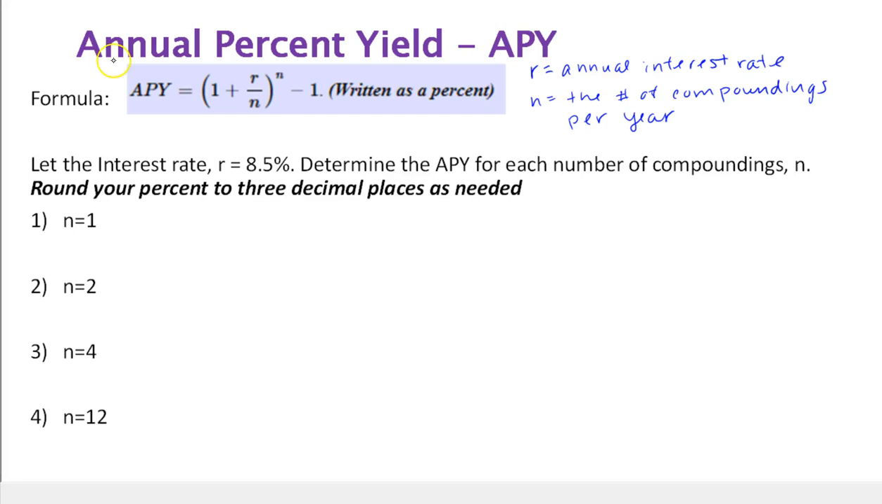In this video, we're going to compute the annual percent yield, also called the APY. Here's our formula for the APY, where R is the annual interest rate and N is the number of compoundings per year. The idea of this measurement is that if we're using compound interest, the number of compoundings affects the total percent yield you get in 1 year. So that's the annual and that's the yield part.